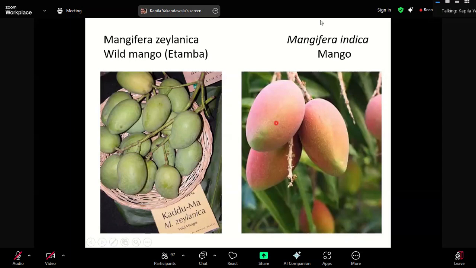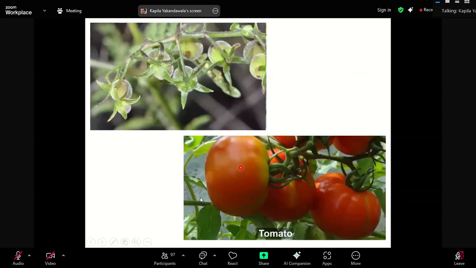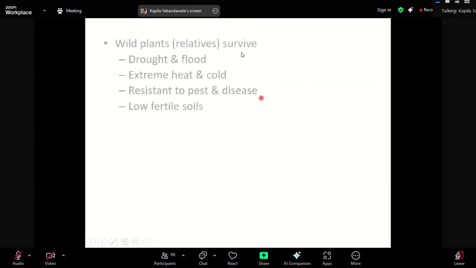This is tomato, very tasty, juicy, but this is the very tiny original tomato. Right. We select from wild plants and later on we develop present day crops.